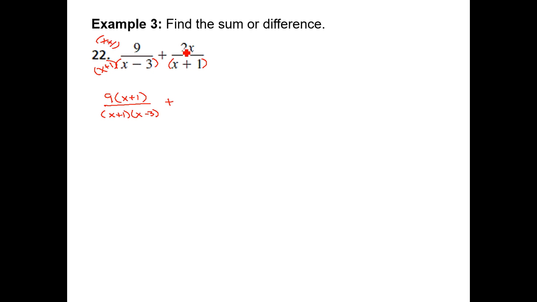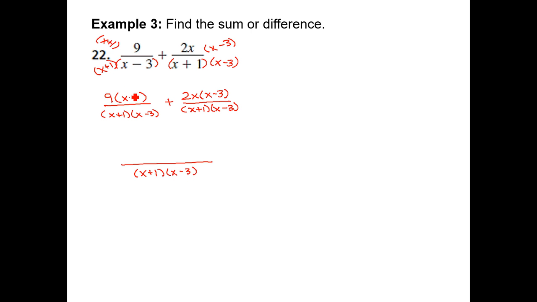Plus, now my second fraction, it has the x plus 1 in its denominator. It has that factor already. I need to multiply in the x minus 3. And again, I need to do that in the numerator and denominator so I don't change the value of the fraction. It's really just multiplying by 1. That becomes 2x times x minus 3 all over x plus 1 times x minus 3. Now I've got my common denominator. I know that I can establish one big fraction over that common denominator.